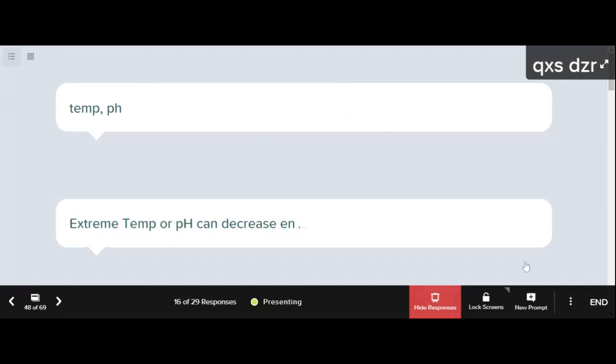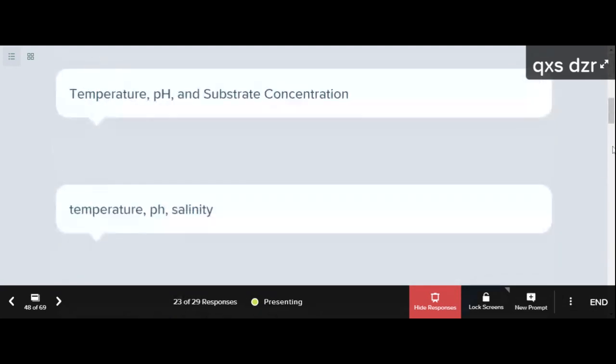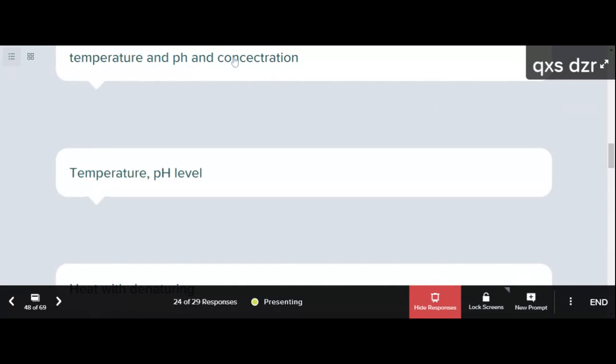Yes, that's it. You guys are awesome. Temperature and pH, that's basically it. Other things too. There are some other molecules that, salinity is another one. Good for you for thinking of that one. That actually does matter, yes. Concentration of the substrate matters. I can see what you were trying to write. That's good, you got it.